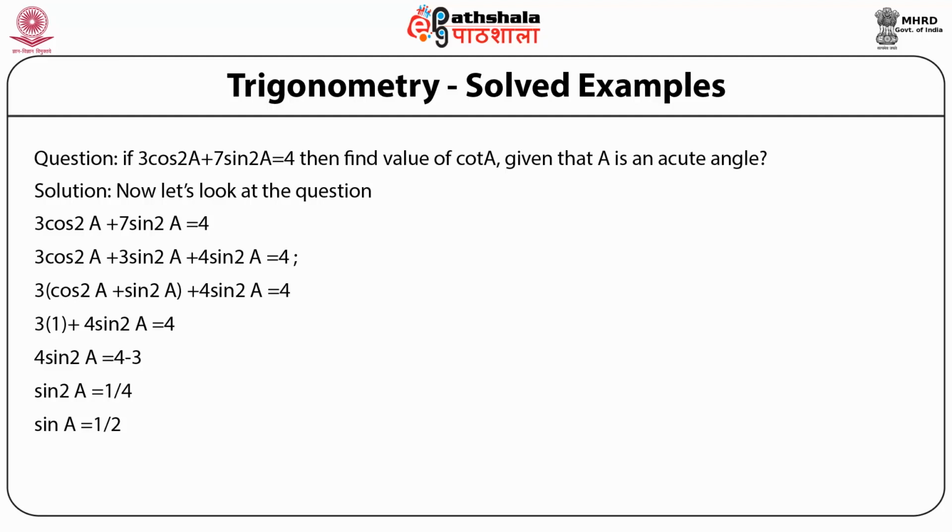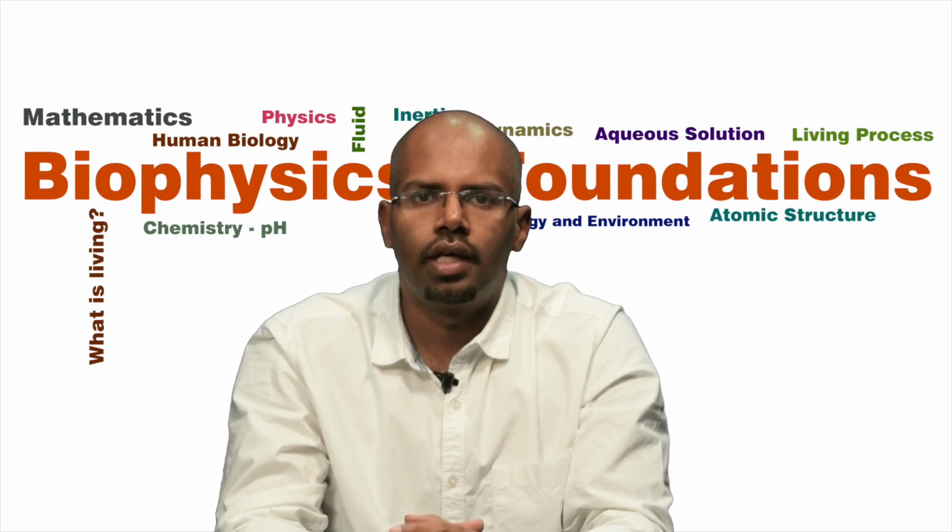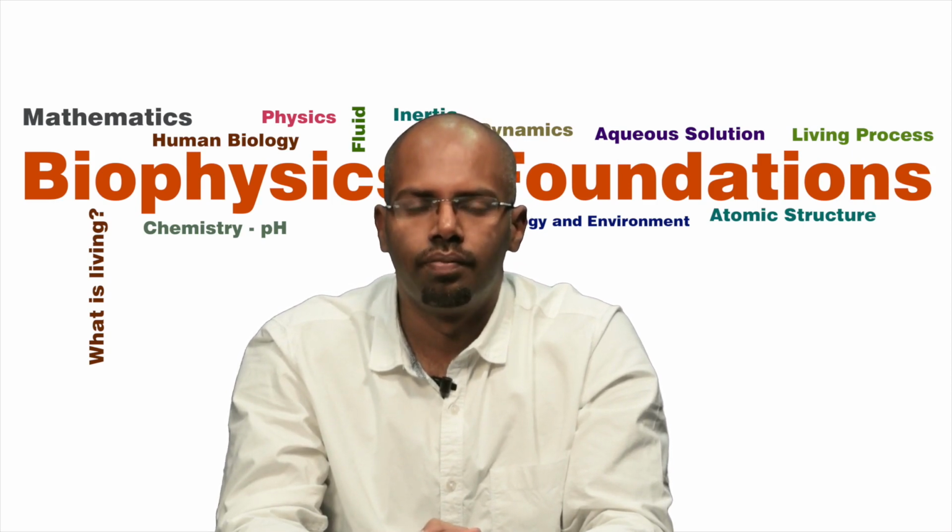Now if we write sin a is equal to minus 1 by 2, then it is going to be more than 90 degree angle. So the value we know is sin 30 is half, therefore angle a should be 30 degrees, and therefore cot of 30 degrees is equal to root 3. That's our final answer.